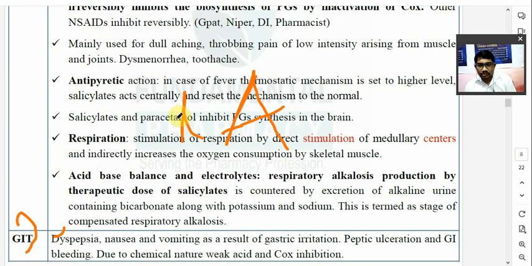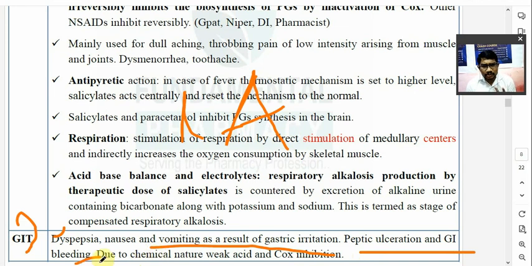Stomach पे जाता है acidic. So as salicylate will remain unionized in the stomach, and they will get adhered to the GIT wall, and they cause the irritation in the stomach. Okay. So gastric irritation is the adverse effect again. Again nausea, vomiting, they are the adverse effect. Upon long term use, they may produce ulcer, not acute use, but upon long term use. Dyspepsia, nausea, vomiting as a result of gastric irritation, peptic ulceration, and GIT bleeding.